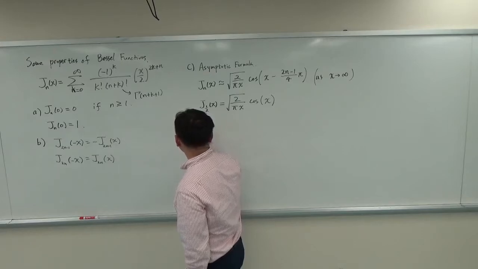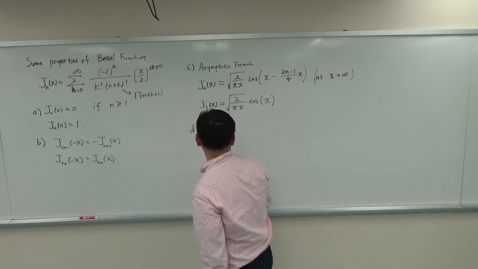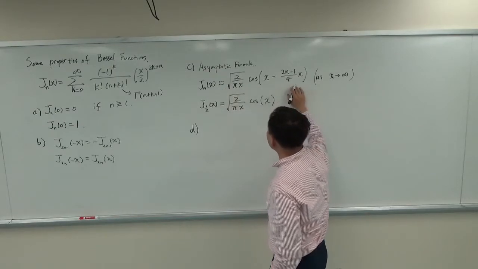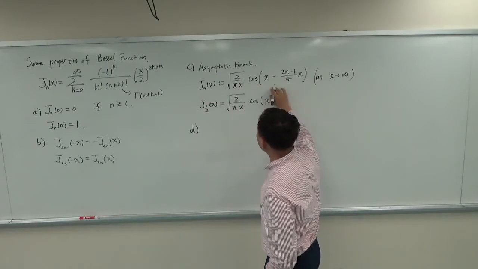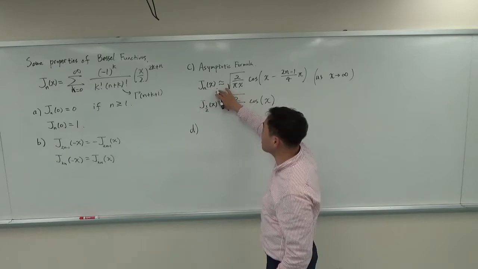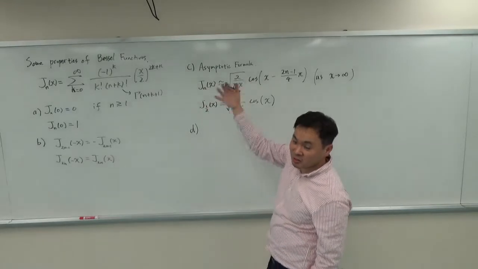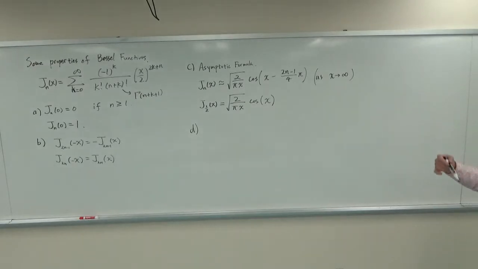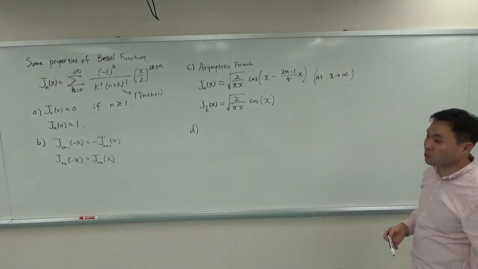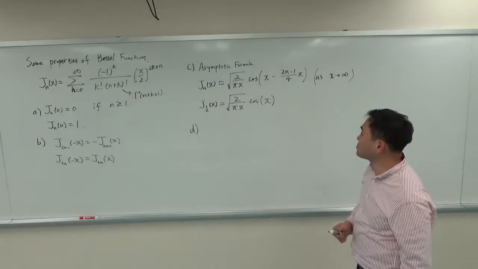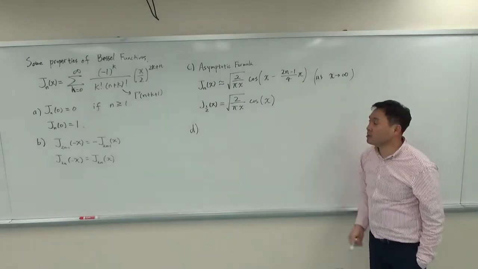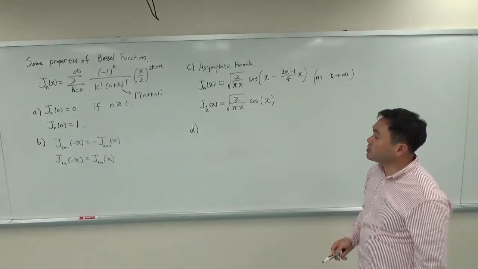Okay, and then D. For this one, I can't prove it in this class because this relies on some integral representation of Jn, but that integral representation relies on complex analysis. You have to be able to do contour integrals, and that's outside the scope of this class. But this one you can actually check.